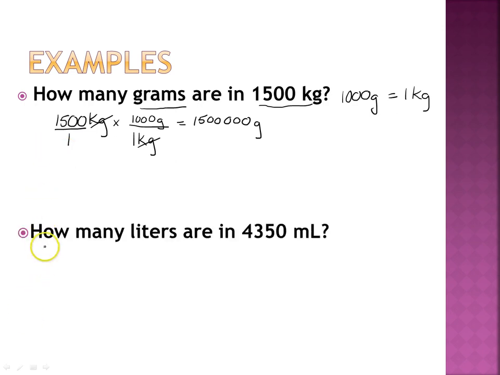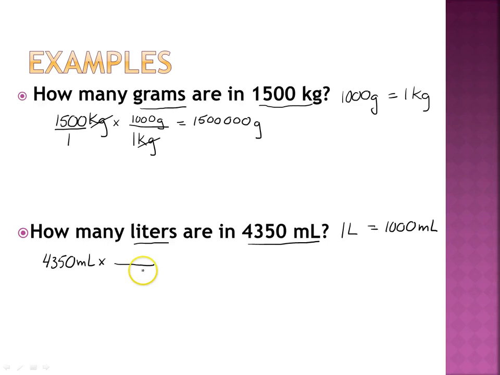How many liters are in 4,350 milliliters? Here's my unknown unit, here's my known unit. So now I want to think of the relationships between liters and milliliters. In 1 liter, there are 1,000 milliliters. Okay, these two examples are part of the units that you just kind of need to know. Start with your given. How many milliliters? We've already identified the relationship. That's here. How many liters and milliliters?